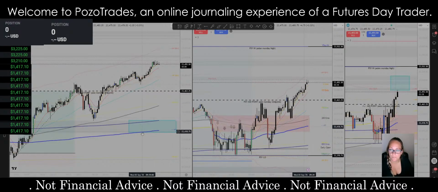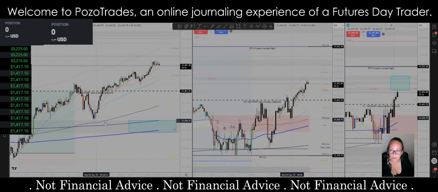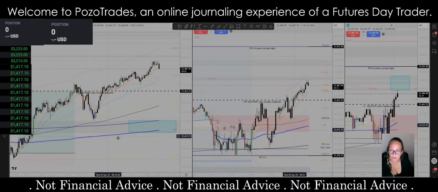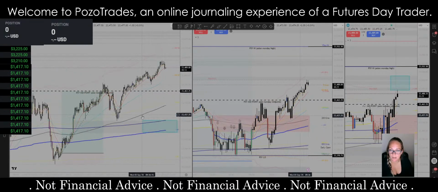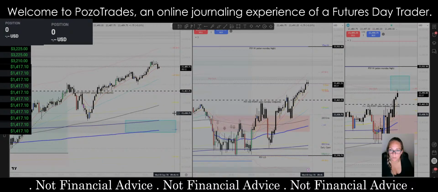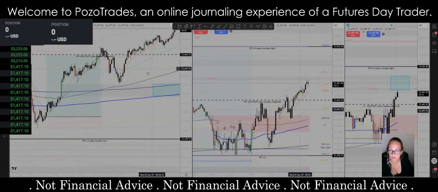We kind of already came down and tried to retest into the VWAP and failed, but I actually would like to see it come down again. Not quite sure if we're going to get that during this New York session, though.